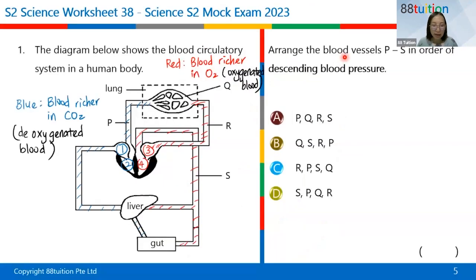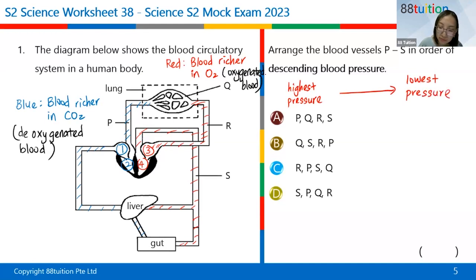Now, once you know this, can everybody type into the chat the answer, decreasing blood pressure. What is the answer for this? That means which one has the highest blood pressure to the lowest blood pressure? So here will be the highest pressure, and then go to the lowest pressure. Can everybody type into the chat, what's your answer, A, B, C, or D? They want descending blood pressure. It means highest pressure go to lowest pressure. Okay, well done, Harini.